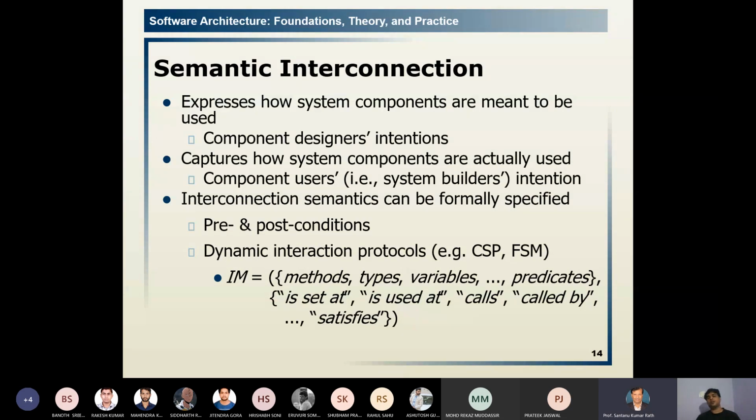It expresses how system components are meant to be used. This is the proper meaning of use of any system components. It is the component designer's intention, that is, the main objective of the designer of a component. It captures how system components are actually used, the component user's intention. The interconnection semantics can be formally specified by preconditions or postconditions. The semantic interconnection will formally specify the precondition as well as the postcondition of the system components.